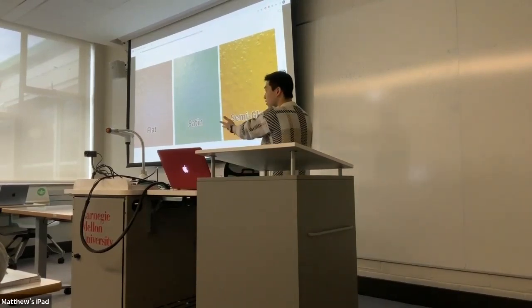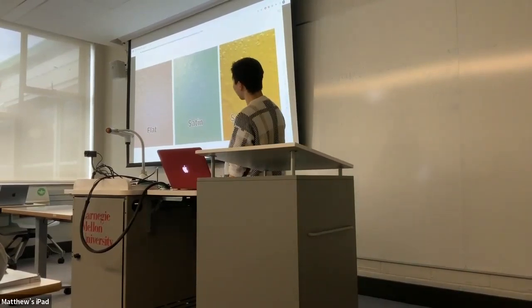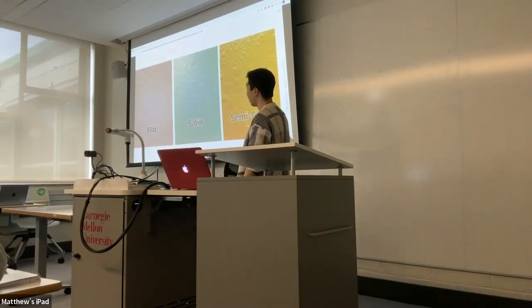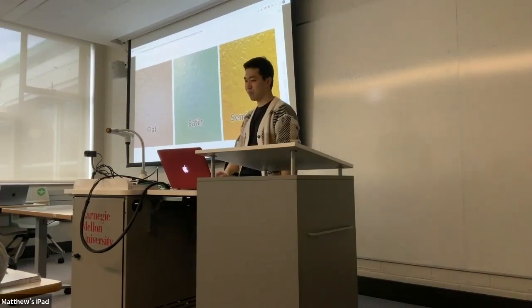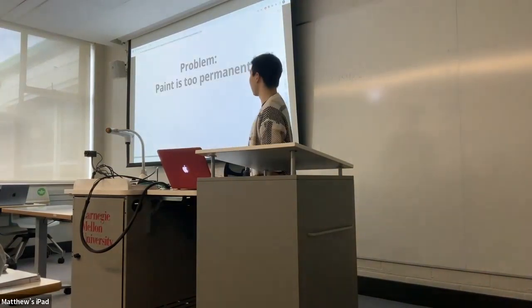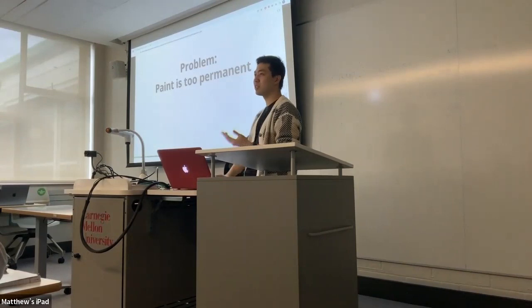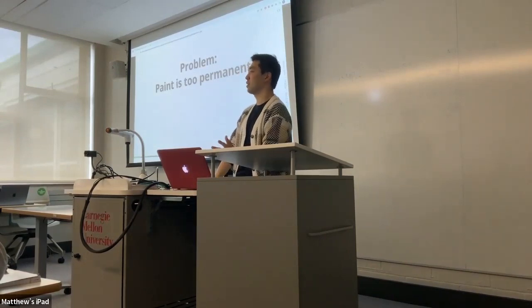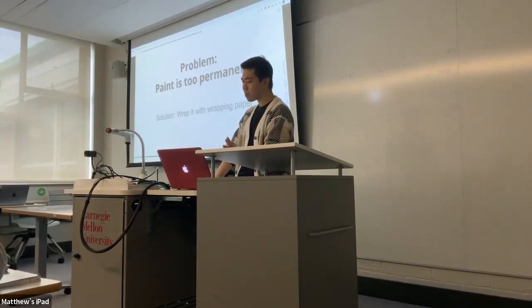Another example is different wall paint. So if you have a semi-glossy wall paint and you want to somehow model it, you might want to paint over it with a flat paint. But that has another problem, that it is too permanent, it's destructive, it sticks onto the wall for too long.